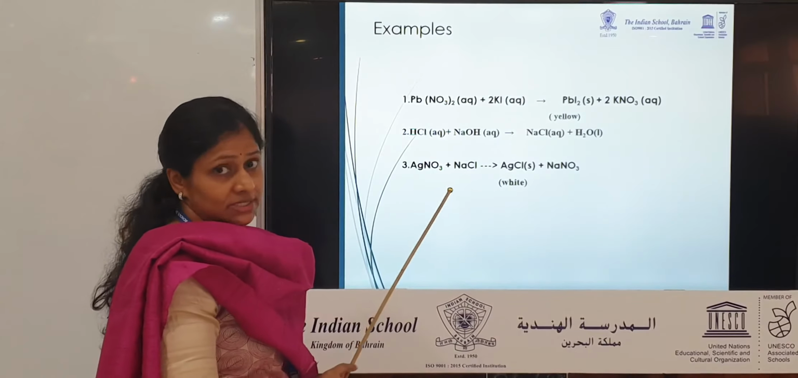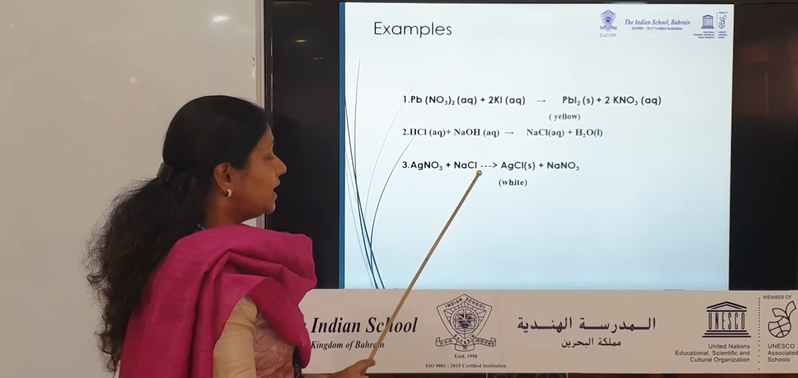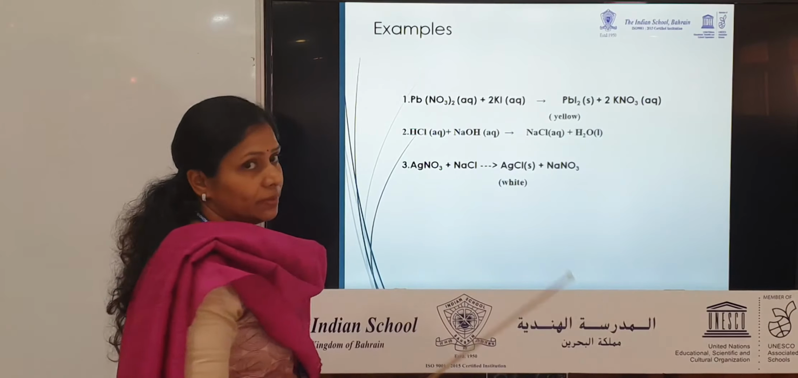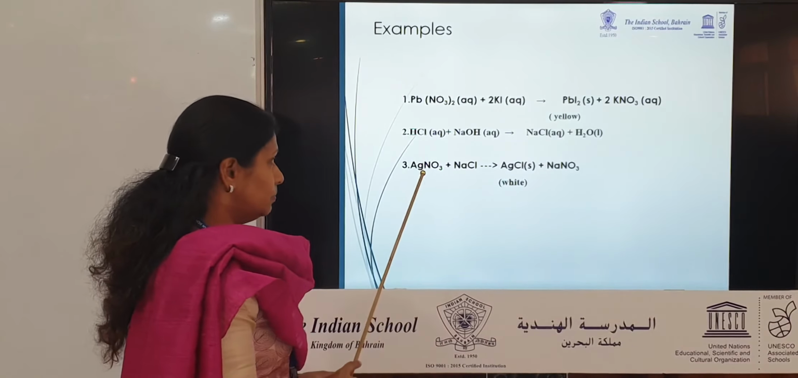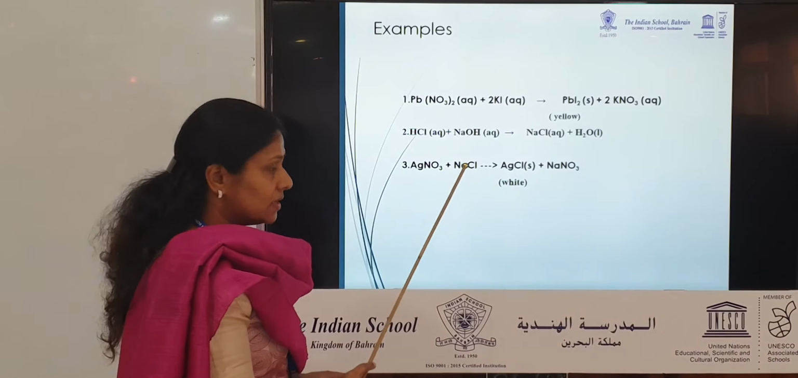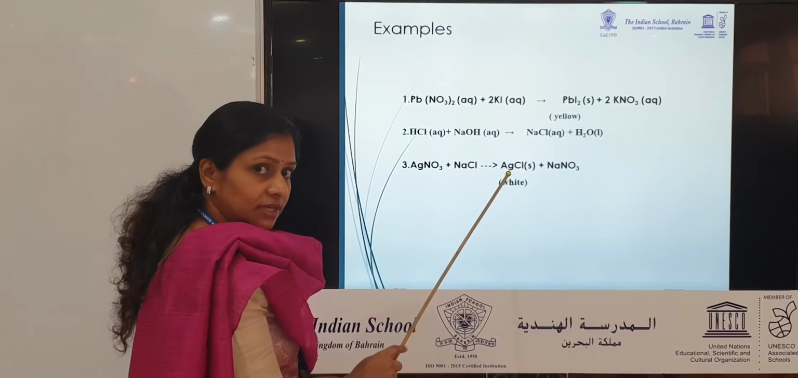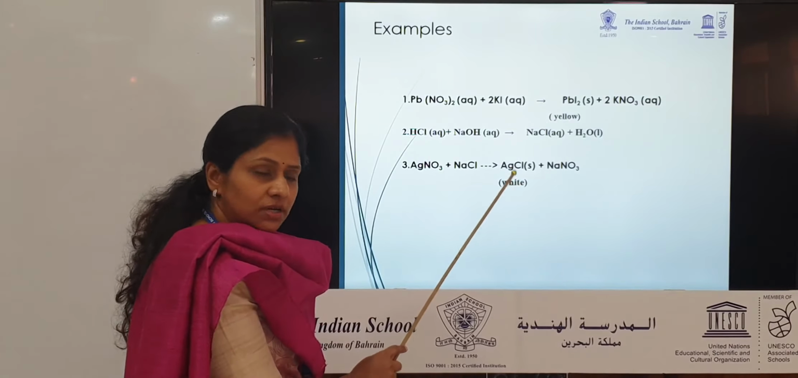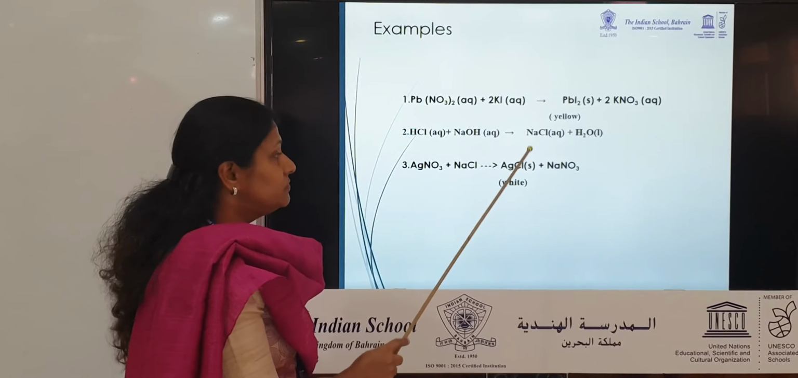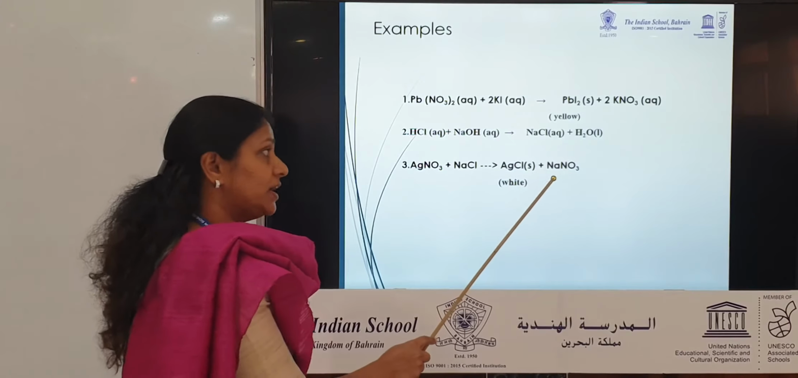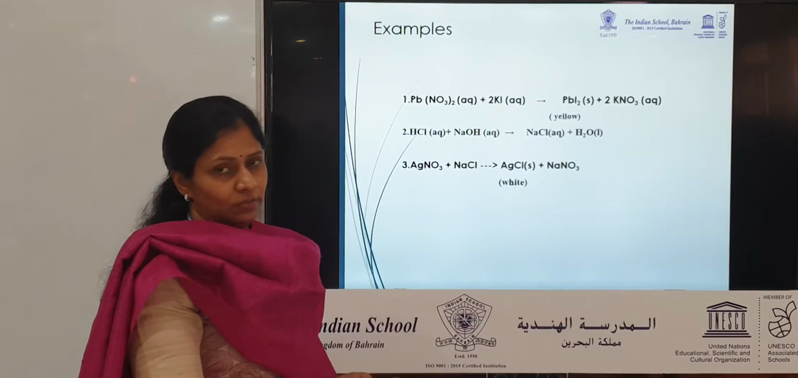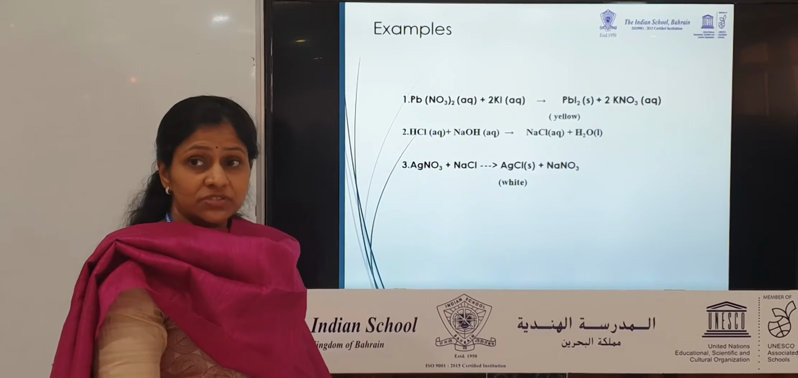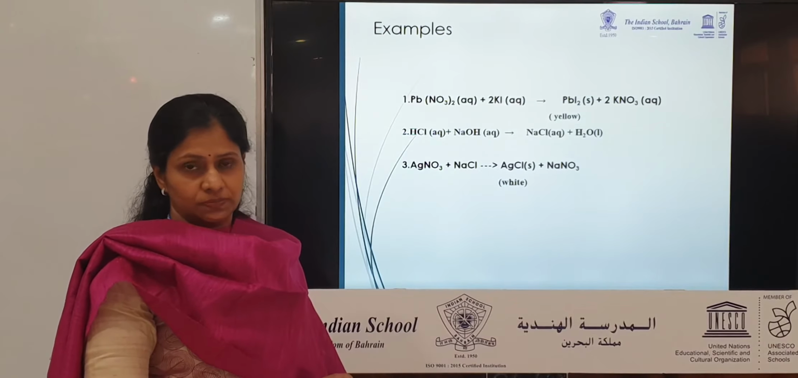The last example, let us see. Silver nitrate, when it reacts with sodium chloride, you are getting silver chloride and sodium nitrate. In this case also, mutual exchange of ions has taken place. The product formed is AgCl, which I have marked here as solid because this is insoluble in water and it will come out as a precipitate which is white in color. Of course, sodium nitrate is soluble in water, that will remain in the solution. So these are the examples for double displacement reaction.